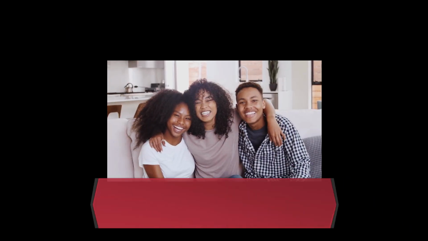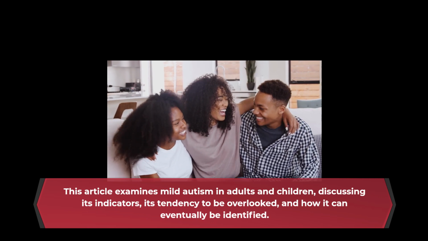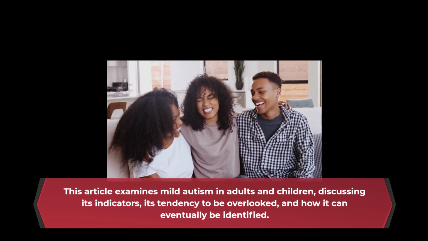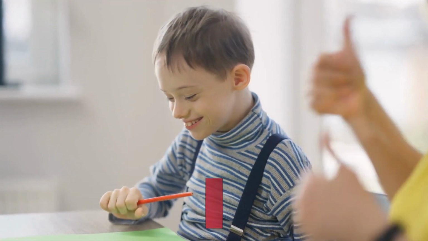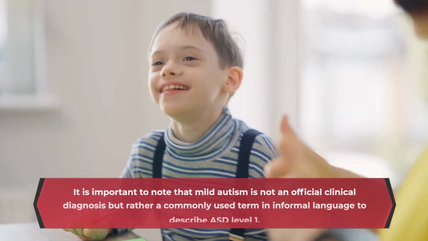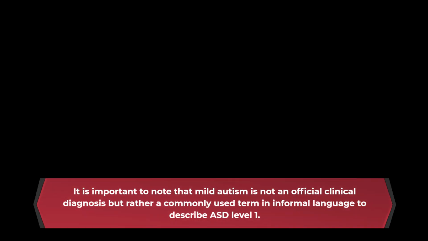This article examines mild autism in adults and children, discussing its indicators, its tendency to be overlooked, and how it can eventually be identified. It is important to note that mild autism is not an official clinical diagnosis but rather a commonly used term in informal language to describe ASD Level 1.